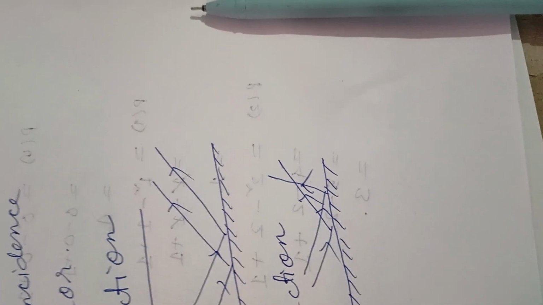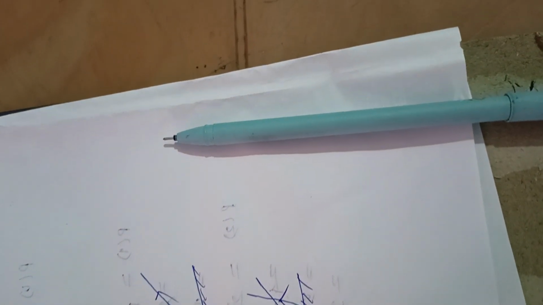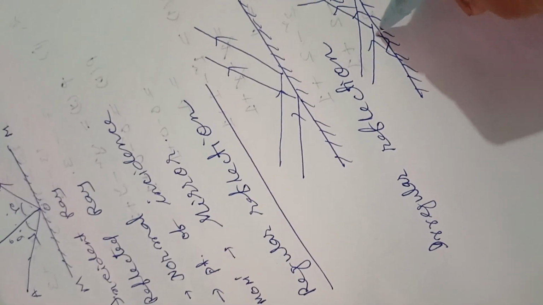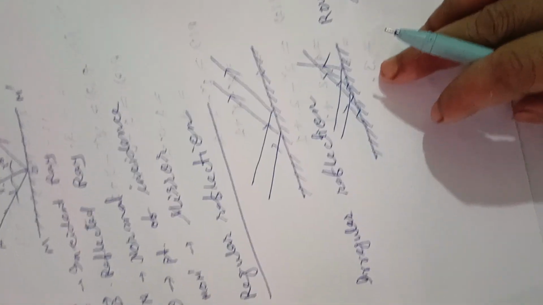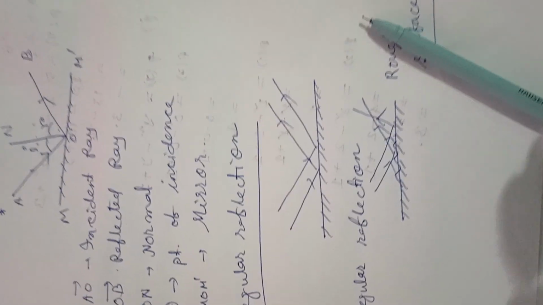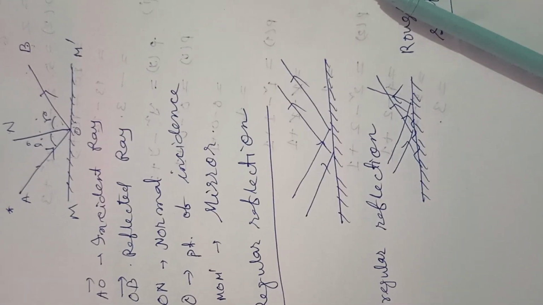And in case of irregular reflection, what happens? The rays strike the surface, and this is a rough surface. It is not plane. After striking the rough surface, the rays are not reflected parallelly. So this is known as irregular reflection.